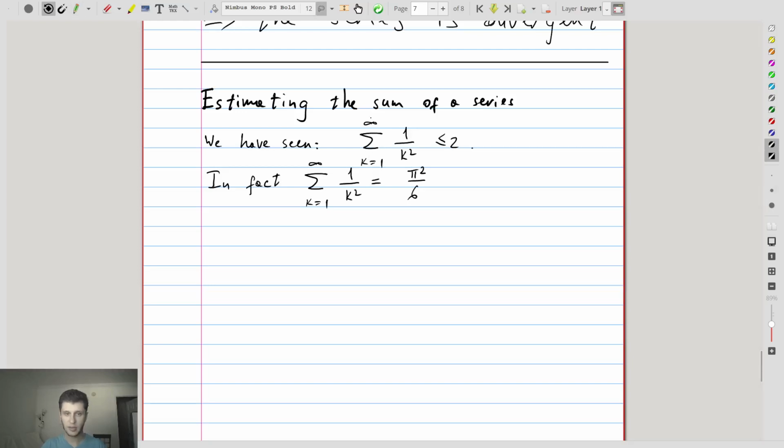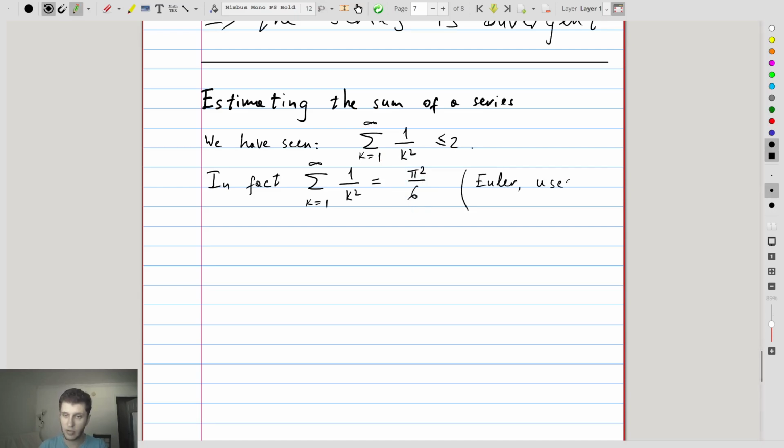We have seen previously that the sum of this infinite series, 1 over k squared, is at most 2. So we obtained this estimate using the integral test. Now it turns out that in fact, the infinite sum of 1 over k squared is equal to pi squared over 6. And this was probably first computed by Euler.